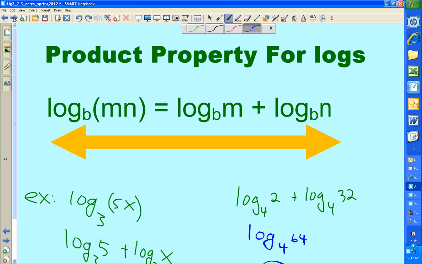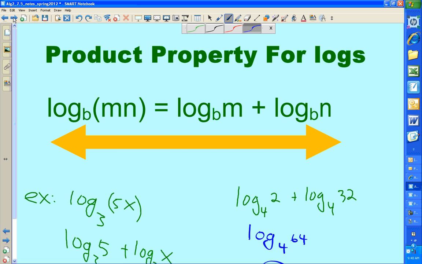A log is an exponent. So when you take the log base b of a product, so m times n, and you go back and think about what did you do with your exponents in the product property for exponents, what did we do with them? We added them. So we're going to separate the m times n and make it log base b of m plus log base b of n.